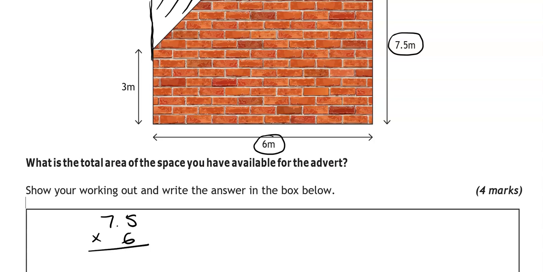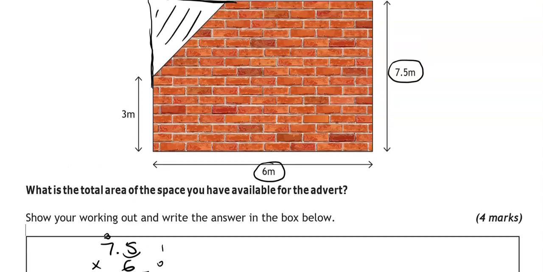6 times 5 is 30, so 0 down and 3 carried over. 6 times 7 is 42, and the 3 is 45. We've got 1 decimal place and 0 here, so 1 in total, so we'll go 45. 45 square meters. Now we'll take away the corner.